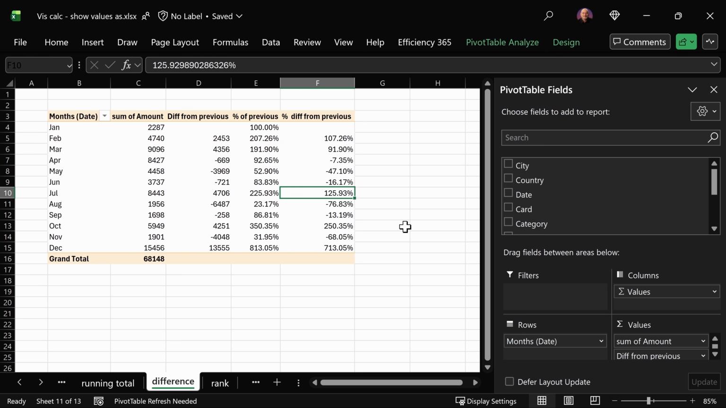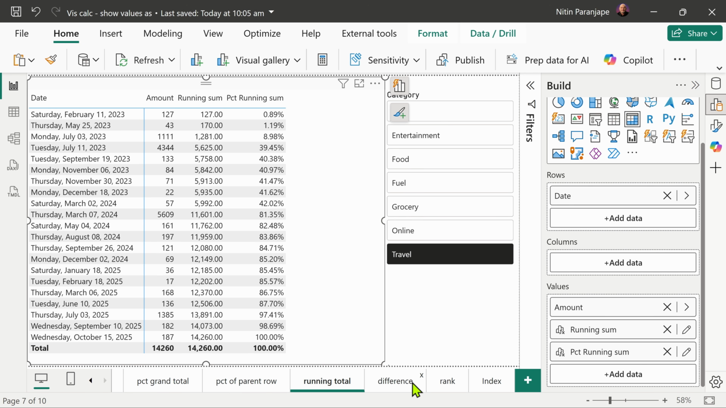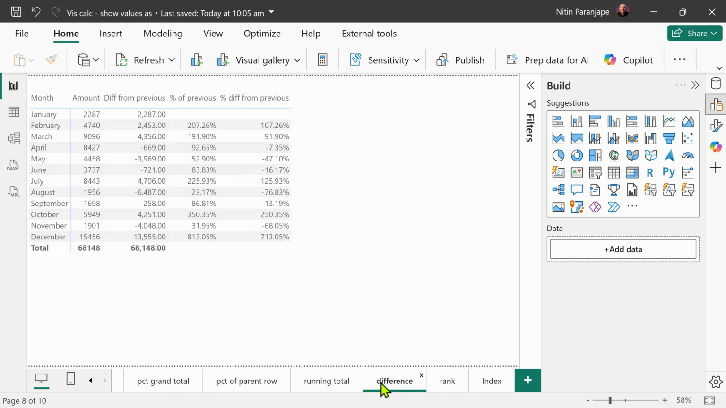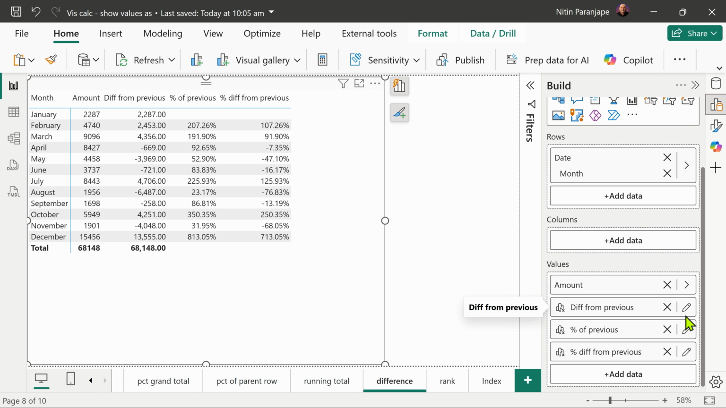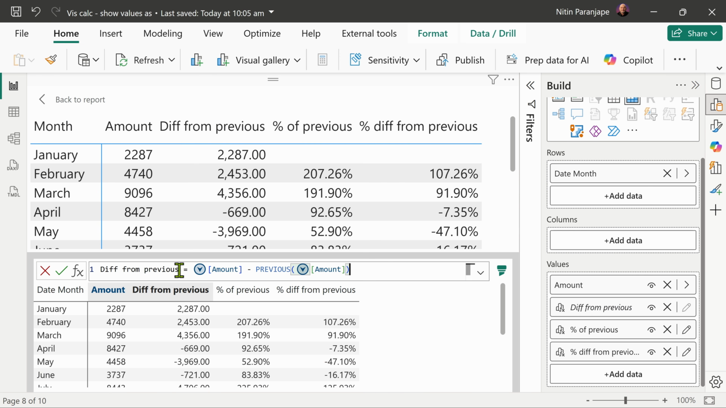So three variations of looking at difference from previous. Mind you, our original data has not changed at all, but so many different aspects we can decipher and get more insights. Same concept here. Go to the visual, learn from the formulas. So first, difference from previous. It's very simple. Amount will give you the current value. There is a direct function called previous. You just do this minus that and it gives you the mathematical subtracted value.